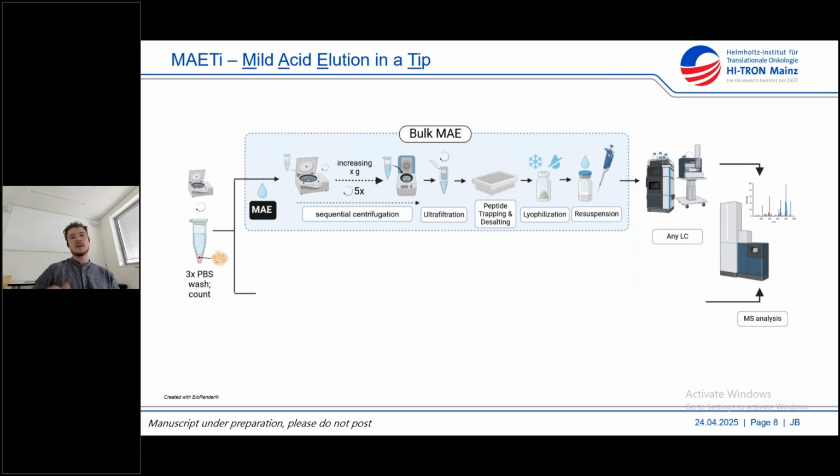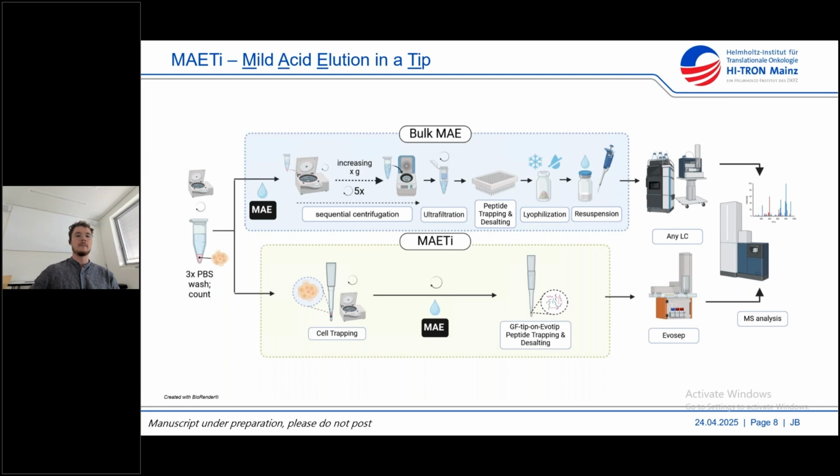Okay, so just to get you on board with the method that we developed: the usual bulk mild acid elution protocol that we adapted from Sturm et al. consists of many steps. One part of this protocol is that sequential centrifugations are used to remove potential debris from the cells, and also to increase the proportion of the short 8 to 13 mers that are potentially presented by HLA complexes. You can see there are many steps involved, including desalting, lyophilization, and also resuspending prior to MS analysis.